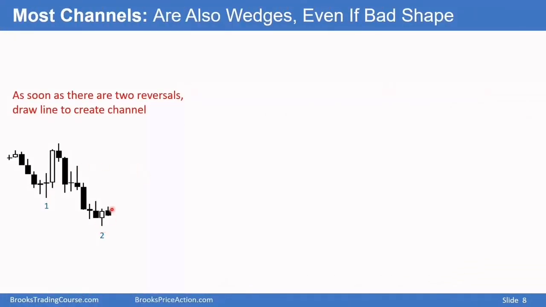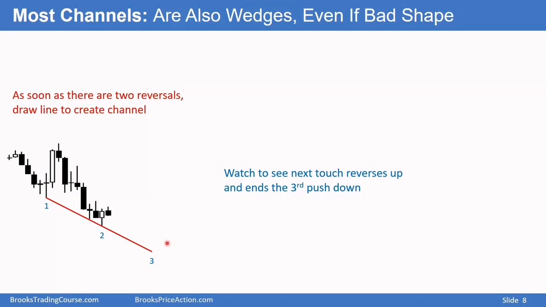Reversal up with a decent buy signal bar. Whenever I see 2 reversals, I start drawing lines. I connect the lows and extend the line and see what happens. If we reverse up here and come back down here again, I would have a potential wedge bottom. I want to see what happens if we come back down toward that line.